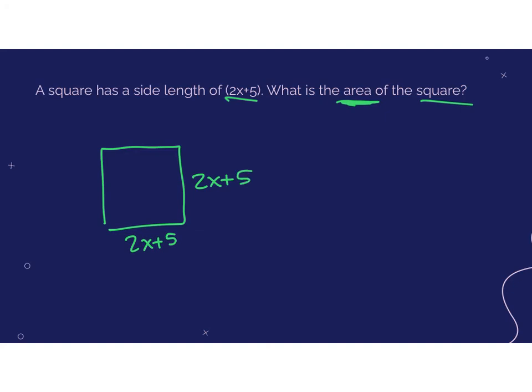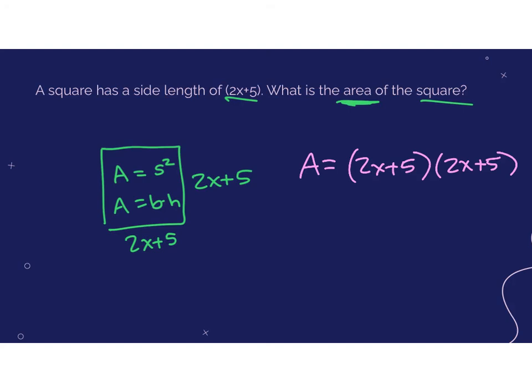Some people like to call that base and height. So think back to geometry when you did some geometry back in middle school, and you had the area of a square. Area was equal to side squared. Or you could say that area was equal to base times height. So we know that we have a base of 2x plus 5, and we also have a height of 2x plus 5. So I can take those two things and I can multiply them together for my area. So my area is going to equal 2x plus 5 times itself, 2x plus 5.